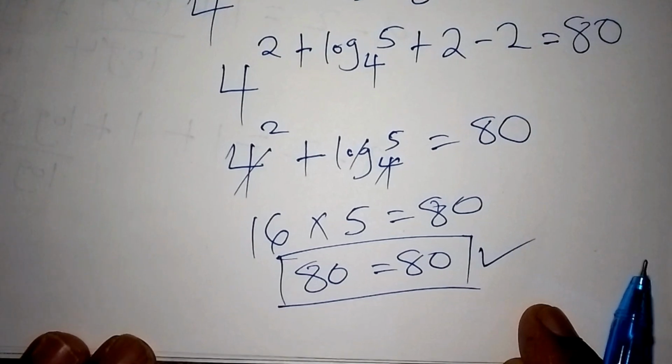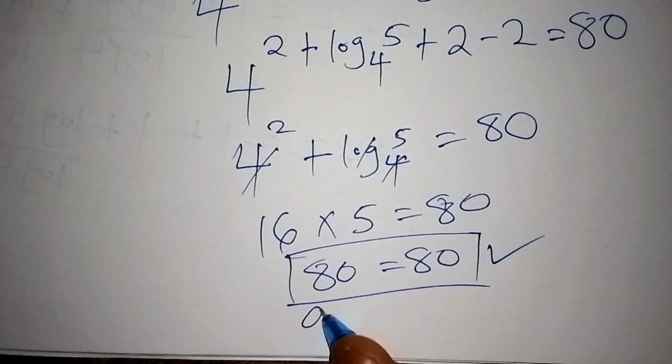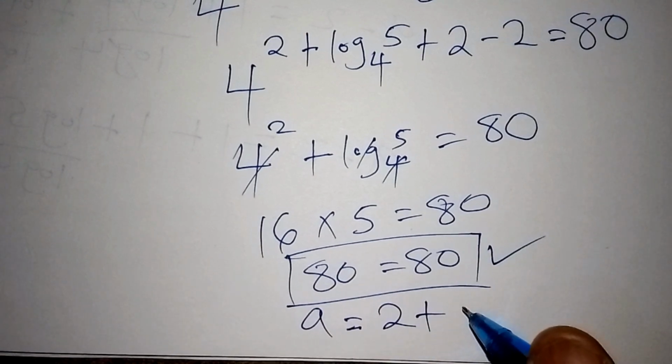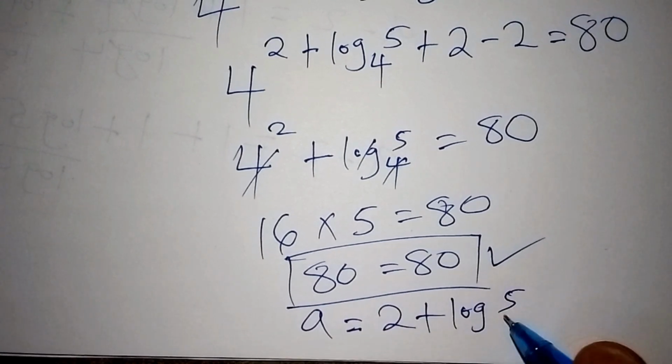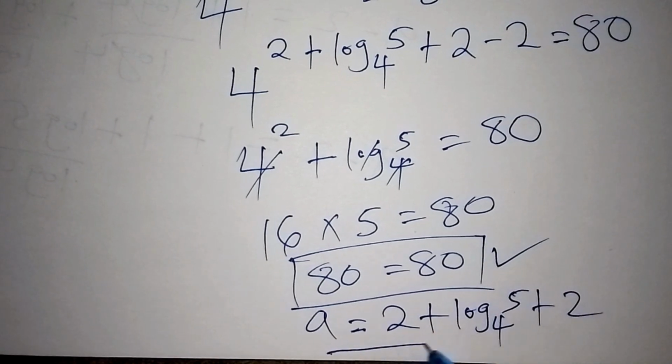So meaning that our final answer becomes a is equal to 2 plus the log of 5 to the base of 4 plus 2. So this one now becomes the correct answer.